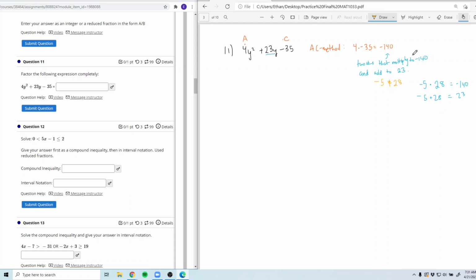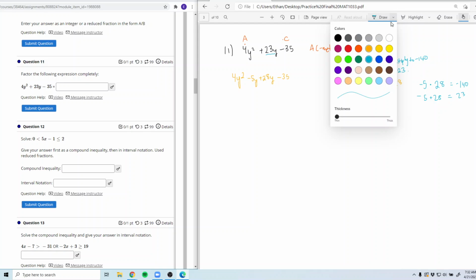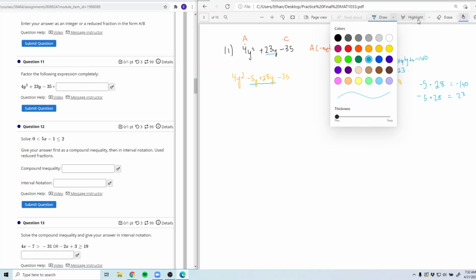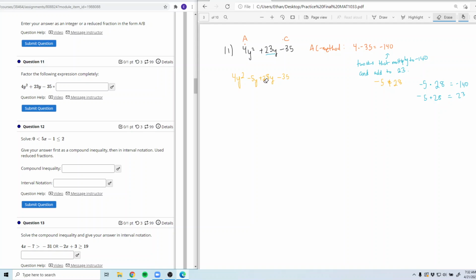All right, now, a lot of AC methods start off like this as well. You figure out these two numbers and then you branch off and do it your own way. I do it the factor by grouping way. So what it's going to look like is we take our 4y squared and we replace the 23y with negative 5y plus 28y. And then the minus 35 at the end. So pretty much what we did, all that work, was to figure out how to rewrite the 23y. All right, but why did we do that? Well, now you can factor this by grouping.